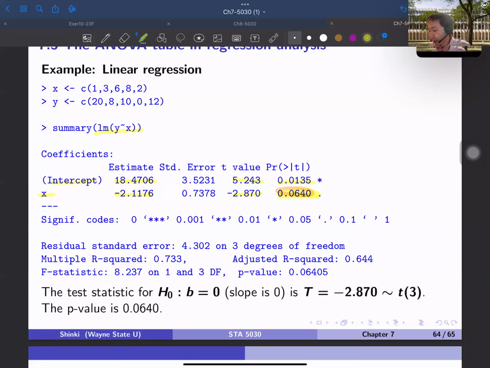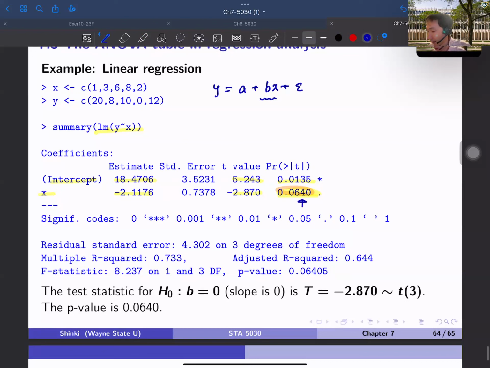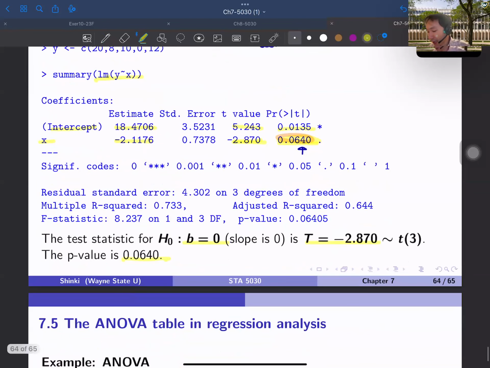So basically, if we consider the model y is equal to a plus bx plus epsilon, then the significance of b is decided by this. If our null hypothesis is b is equal to 0, then the t statistic is negative 2.87. So we reject this null hypothesis with this p-value. If the significance level is 0.05, the p-value is slightly larger than that.